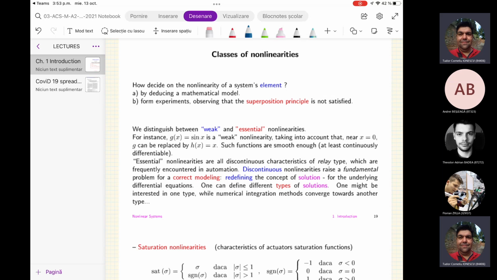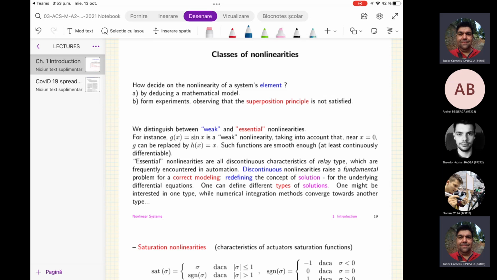So there is a distinction. We have weak nonlinearities and essential nonlinearities. The nonlinearities we mainly discuss in this class are weak nonlinearities, such as sine x, polynomial, square root of x, and so on and so forth. But you also have essential nonlinearities, which are a bit more difficult, and they are a separate case, and I'll explain in a minute why these need to be treated separately.